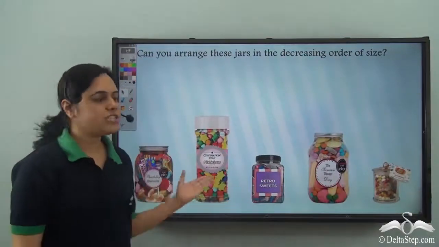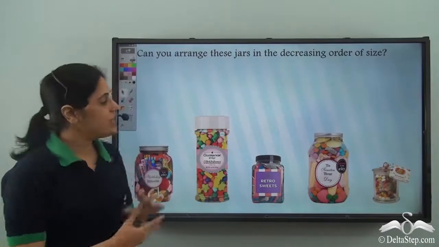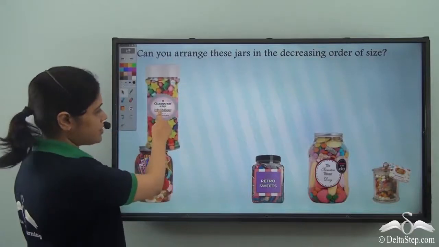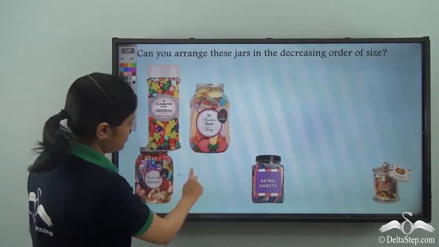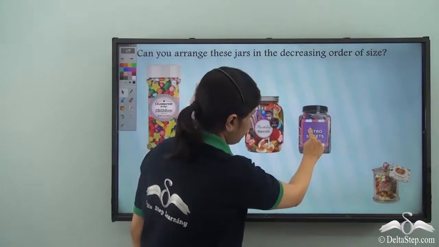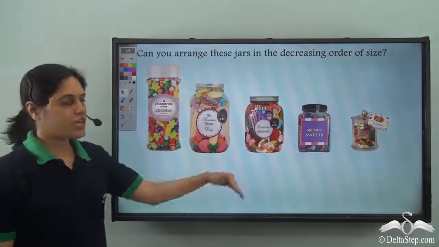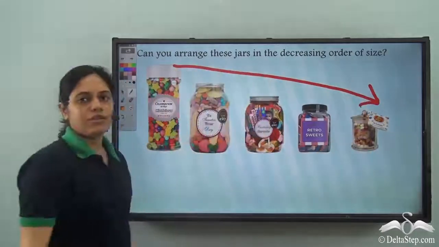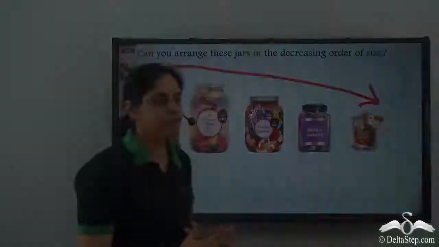Now let us arrange these jars in decreasing order of their sizes. What do we mean by decreasing? From the largest to the smallest. So I take this. This is the largest jar. After that, we have this. Then I have this. Then this. And then this. So these are the jars arranged in decreasing order of their sizes. So this is the biggest jar and this is the smallest jar.